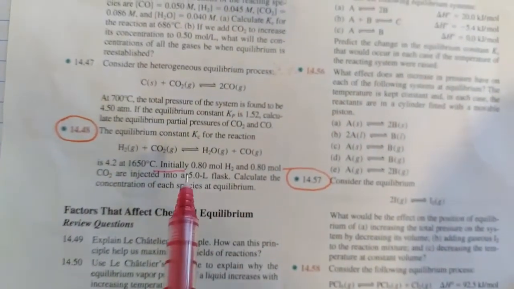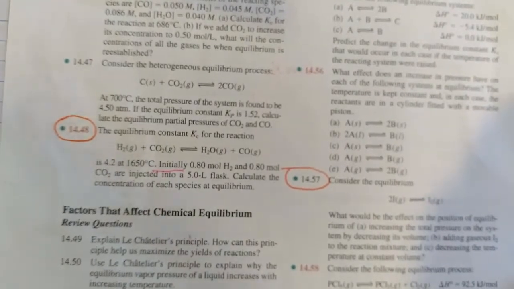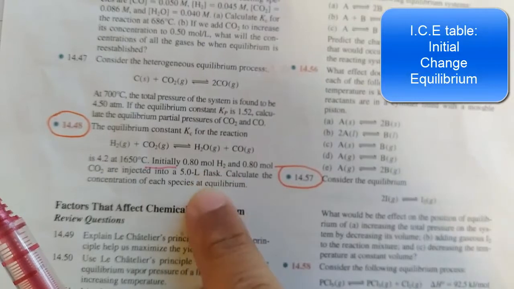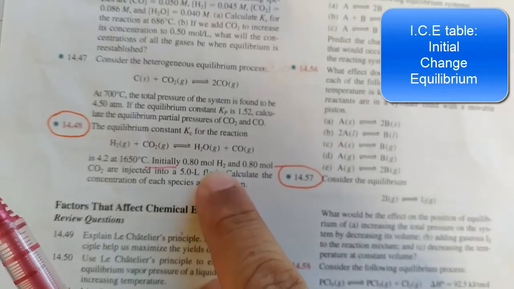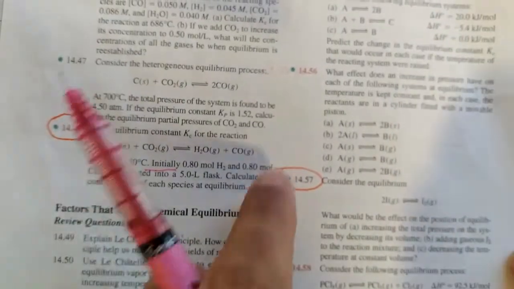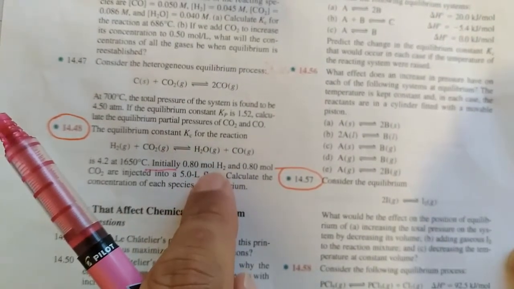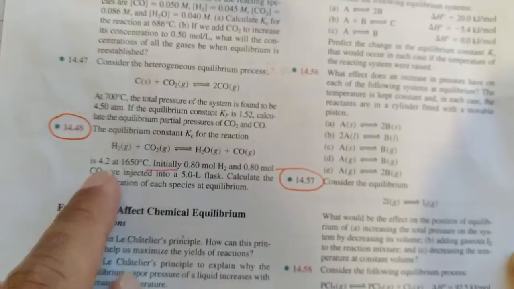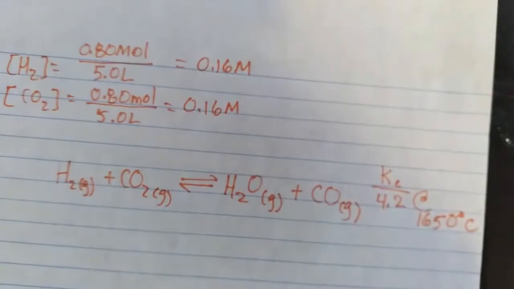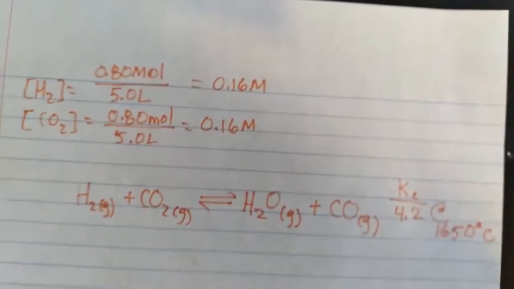So "initially" tells me that I have to use the ICE table: initial, change, and equilibrium. First of all, it's concentrations, right? What goes into the ICE table are concentrations. So we have to take the moles and divide by the liters to get our concentration. So 0.080 divided by 5 is our concentration of H2, and the same thing for our concentration of CO2. I went ahead and did that here. This is an inventory of all that we have in our problem.